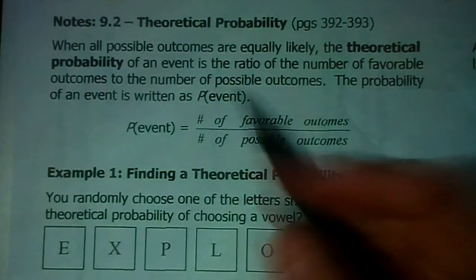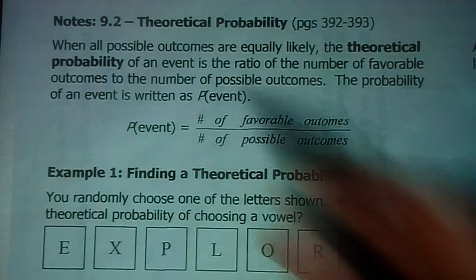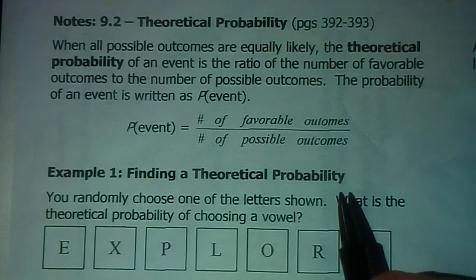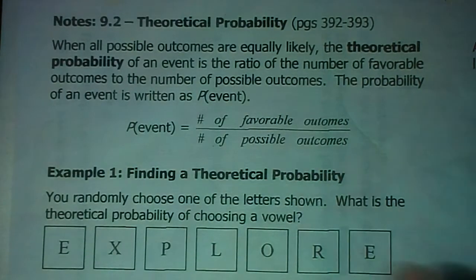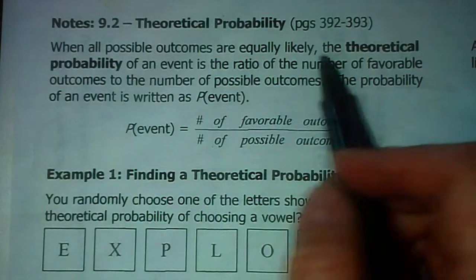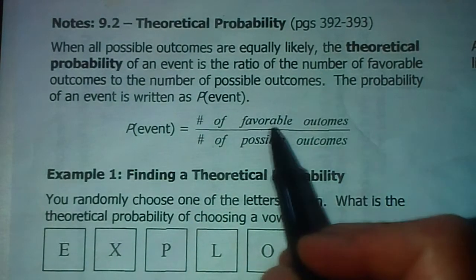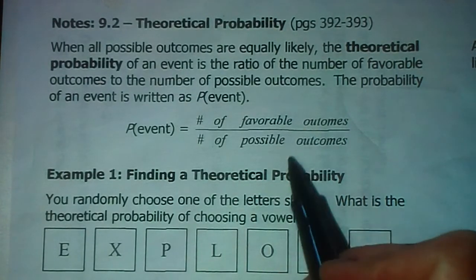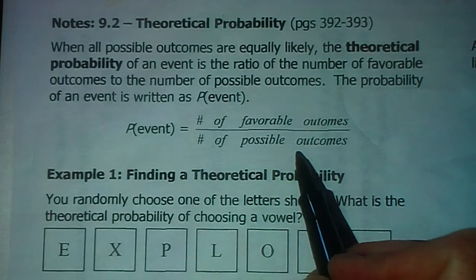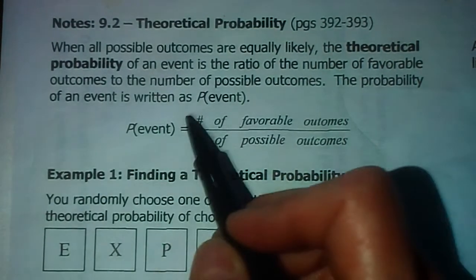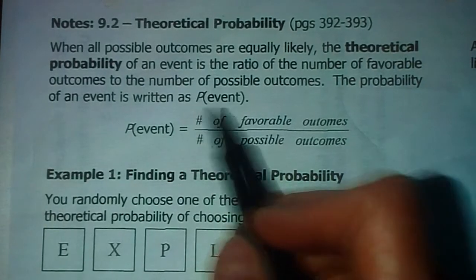Alright, so when all the possible outcomes are equally likely to happen, this is theoretical probability. Okay, so the odds aren't in anyone's favor, equal chances. Alright, so the ratio when there is theoretical probability, the number of favorable outcomes is in the numerator spot, and it's that compared to the total possible outcomes that there are.